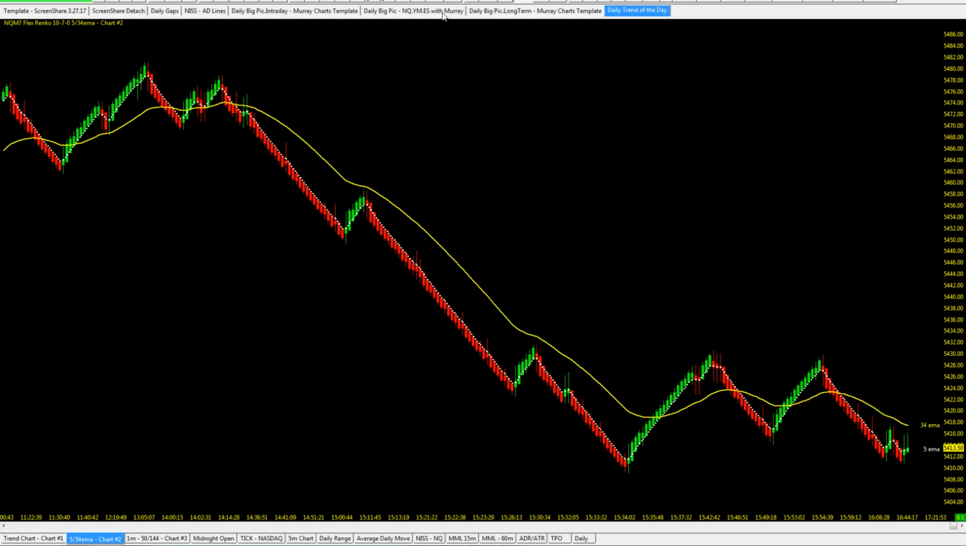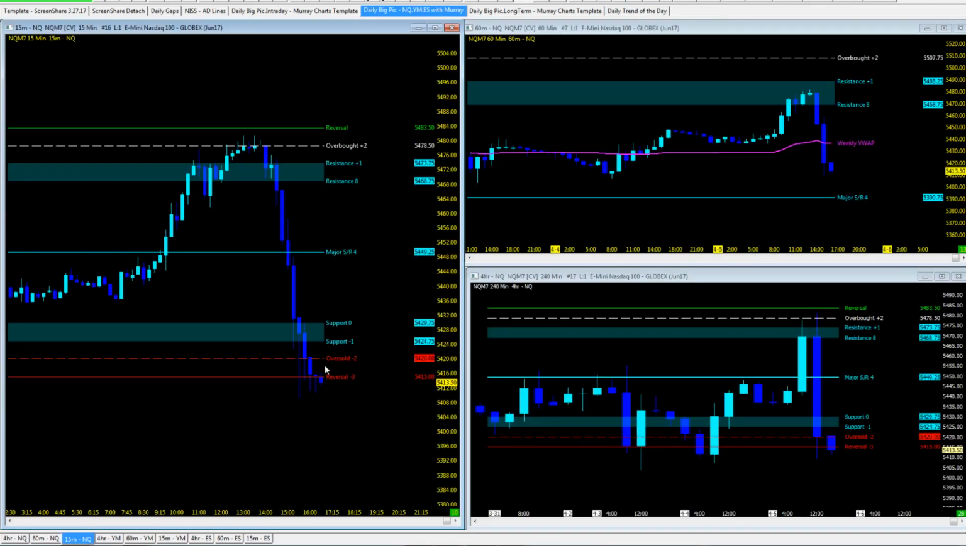Very nice move overall. All right, so where are we headed into tomorrow as we wrap this up here? NQ again at the MML lows.